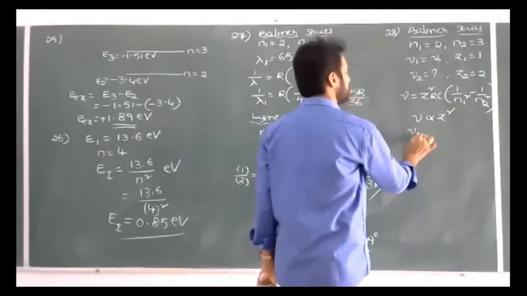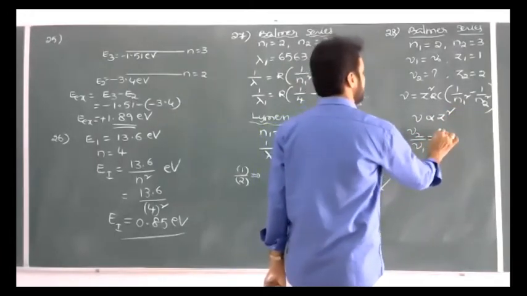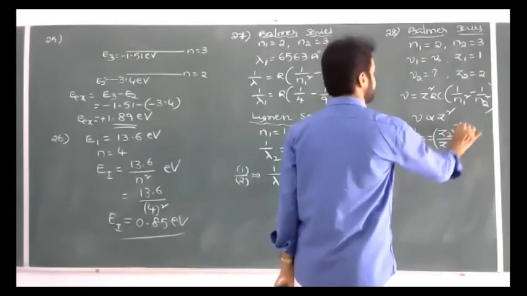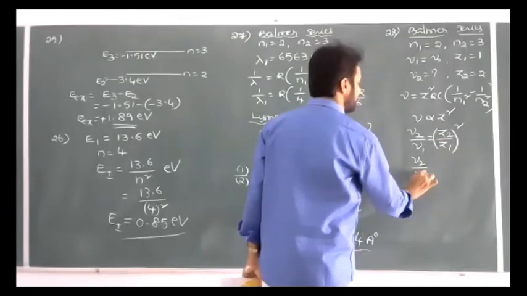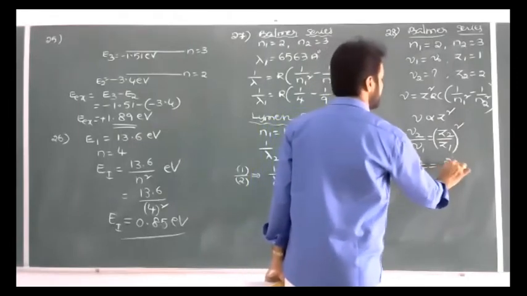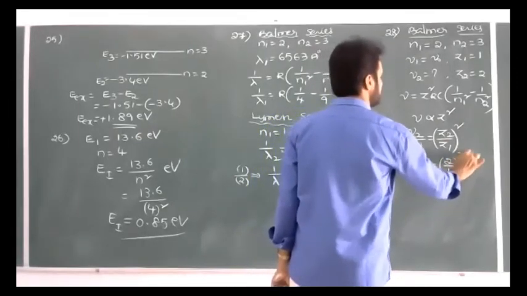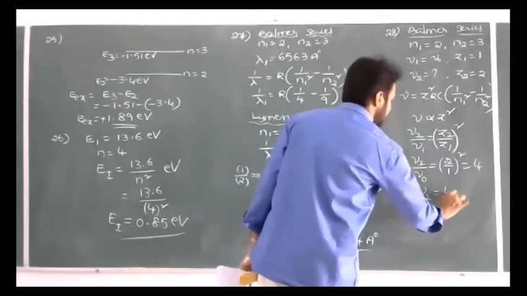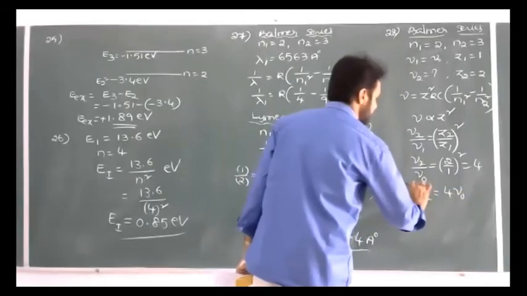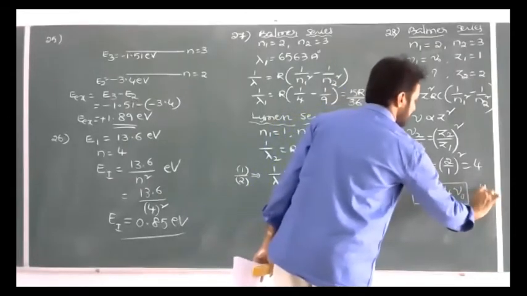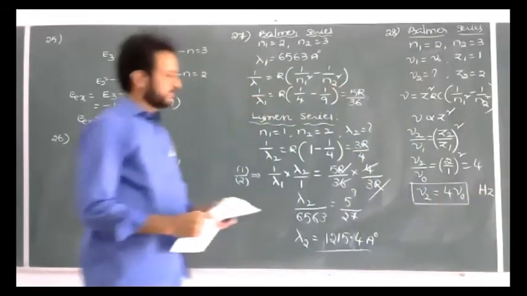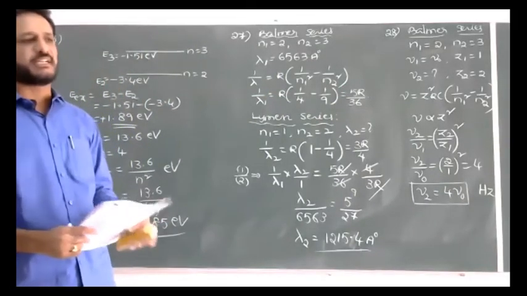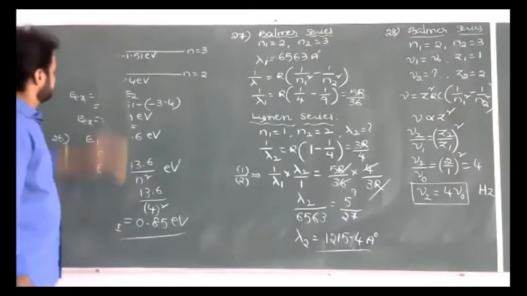That implies nu 2 by nu 1 equals Z2 by Z1 whole square. Therefore, nu 2 by nu naught is equal to Z2 equal to 2 by Z1 equal to 1, whole square, which is equal to 4. Therefore, frequency nu 2 is equal to 4 nu naught. That is the answer: 4 nu naught hertz. So check the option. For the 28th question, 4 nu naught hertz means the second option is correct. Option 2.